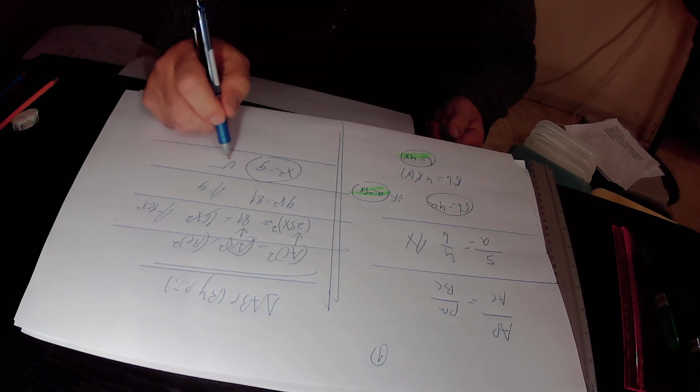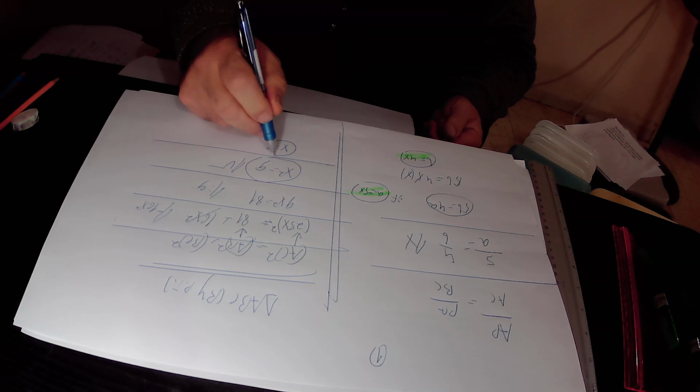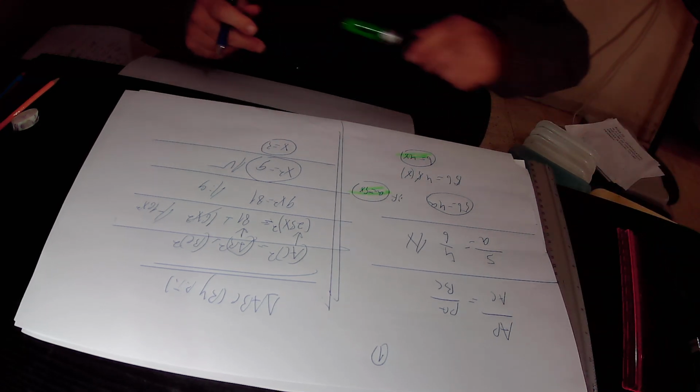Here we take the square root of the equation, and we get that x equals the square root of 9, that is 3. So in total, we should know that x equals 3.